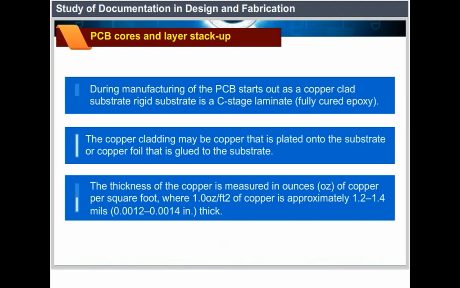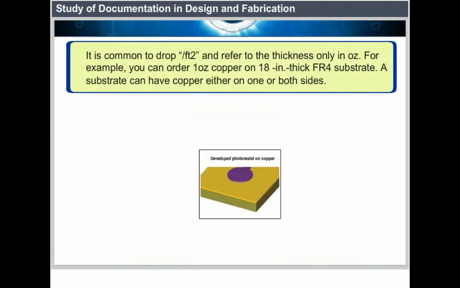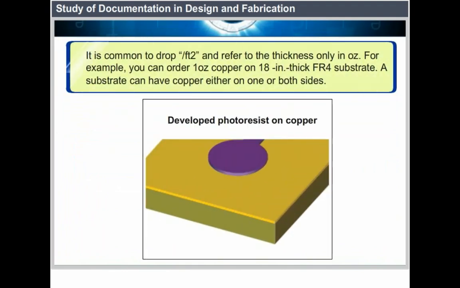square foot of copper is approximately 1.2 to 1.4 mils, 0.0012 to 0.0014 inch thick. It is common to drop per square foot and refer to thickness only in ounces. For example, you can order 1 ounce copper on a 1/8-inch thick FR4 substrate.